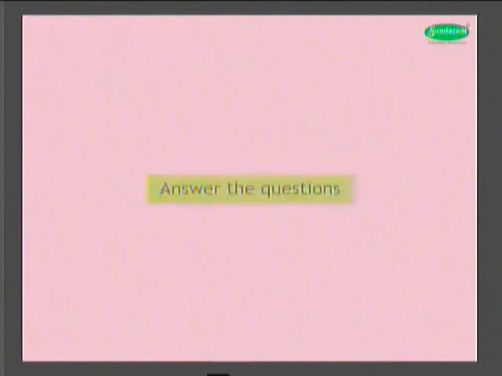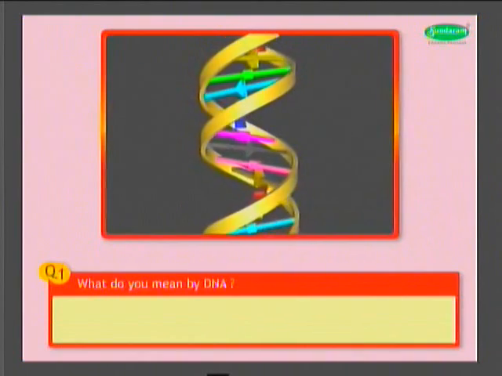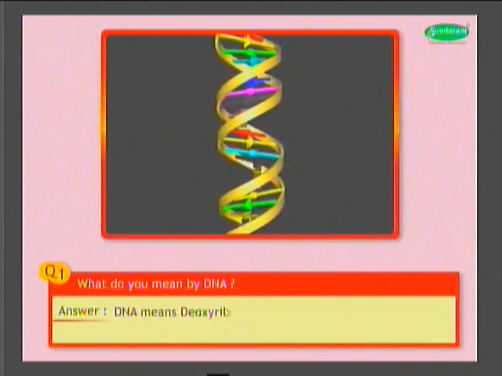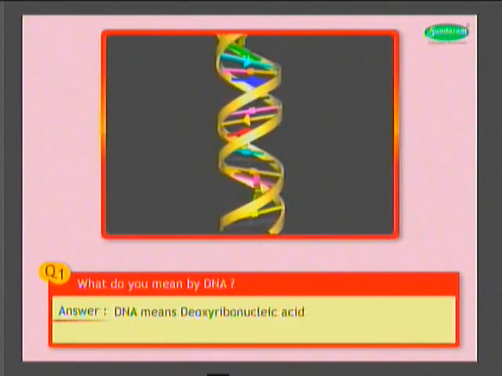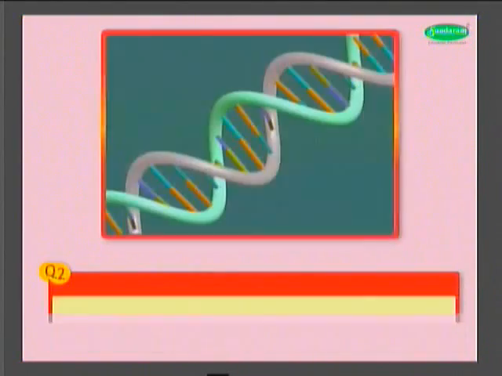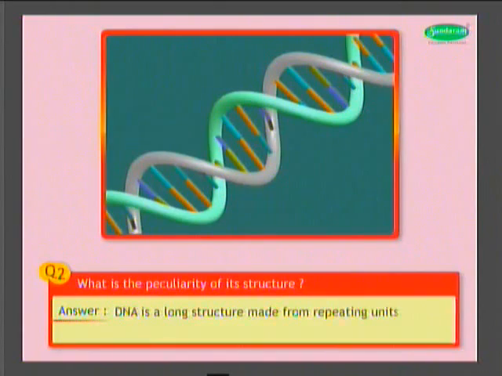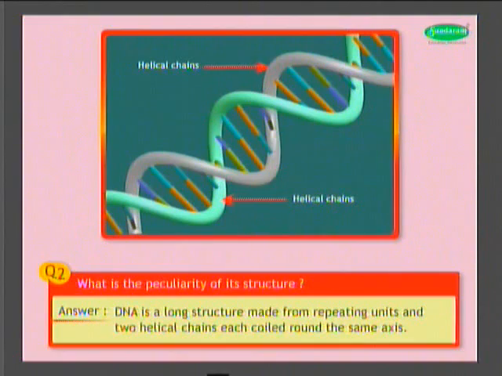Answer the questions. What do you mean by DNA? Answer. DNA means deoxyribonucleic acid. What is the peculiarity of its structure? Answer. DNA is a long structure made from repeating units and 2 helical chains, each coiled round the same axis.